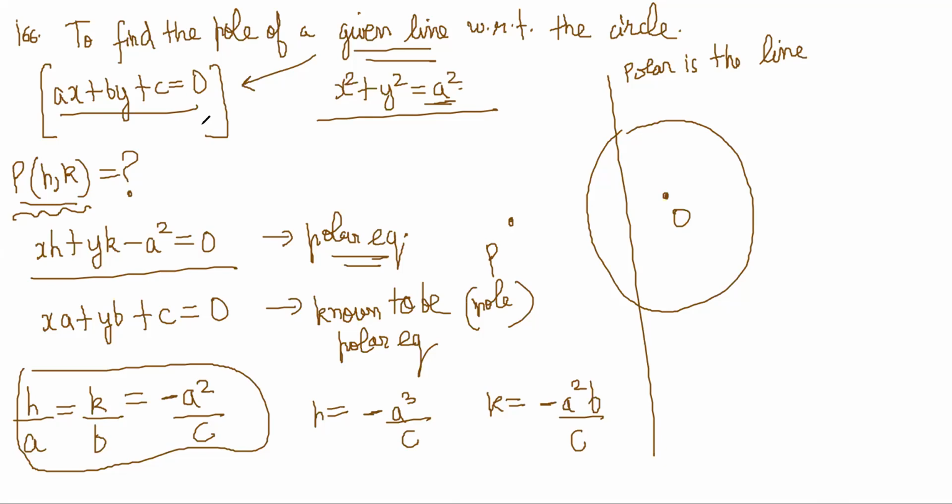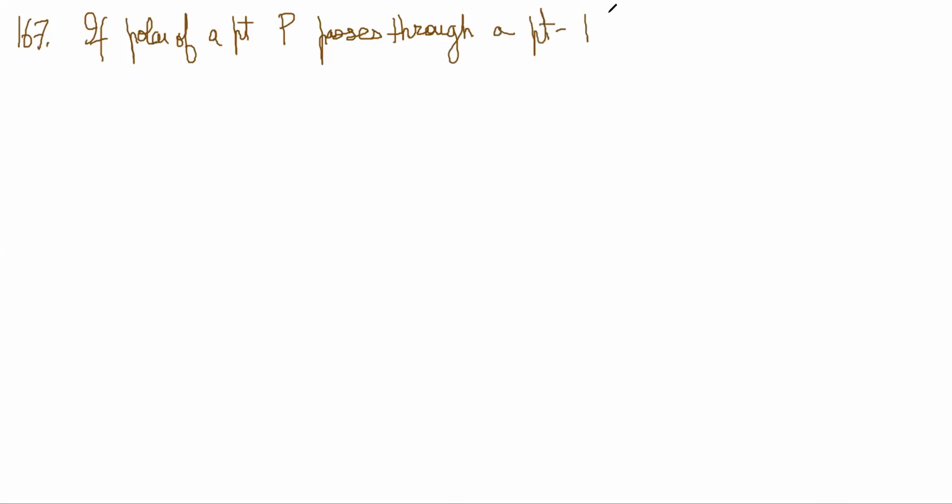Right? Correct. Now article 167 is proving a nice thing, which is if the polar of a point P passes through a point T, then the polar of T will pass through P.